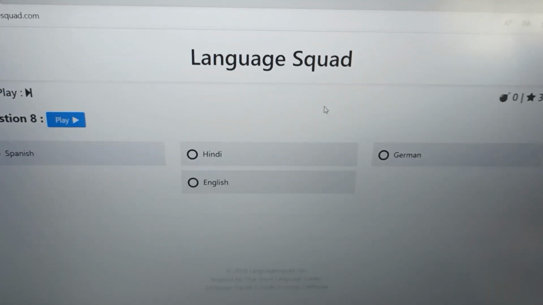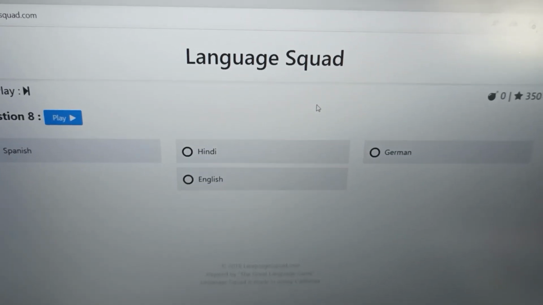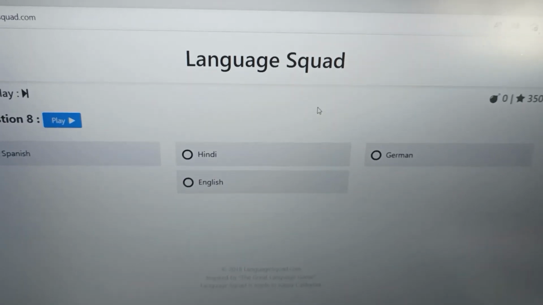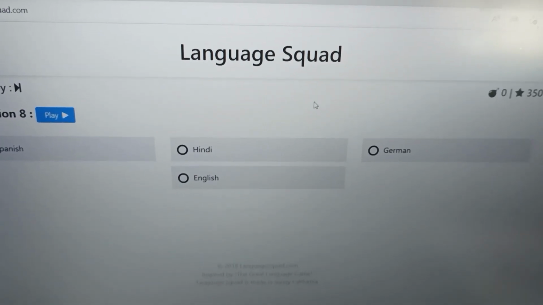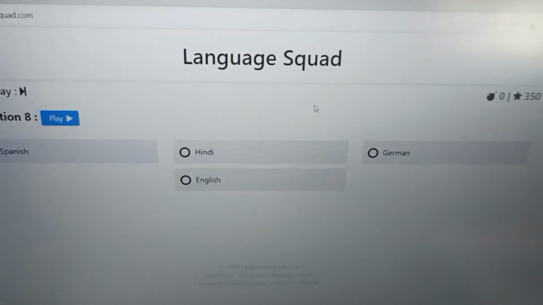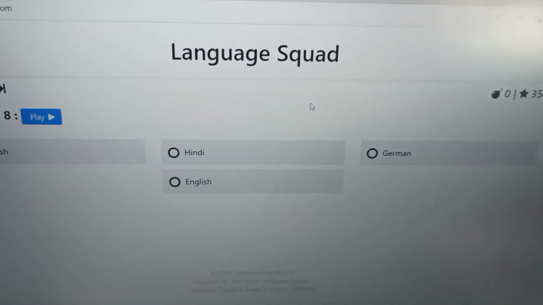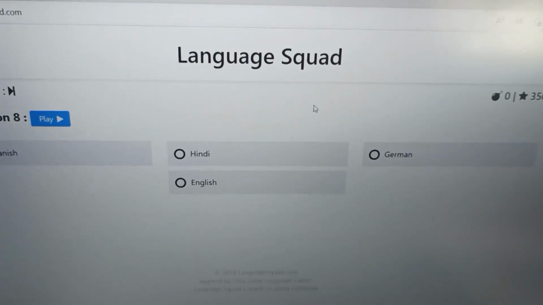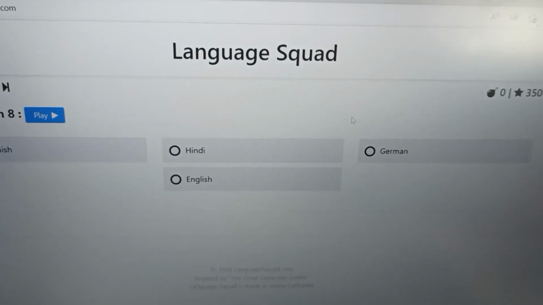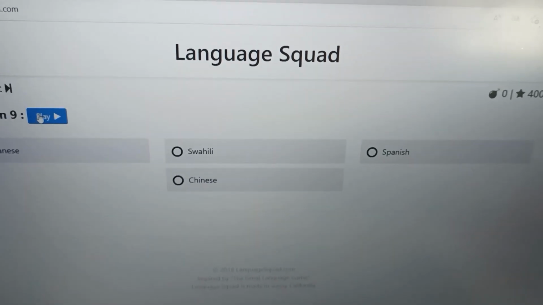I would say that I don't mind about German, but I mind when someone says something in German, but I don't mind the songs. That's weird, I know. So German.